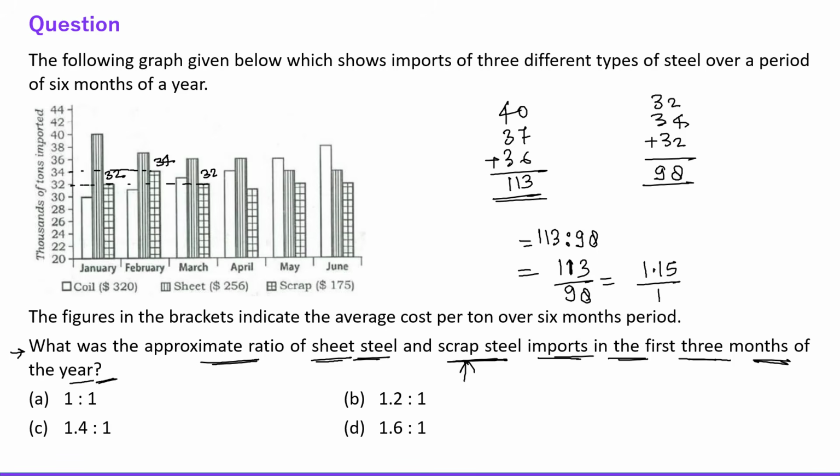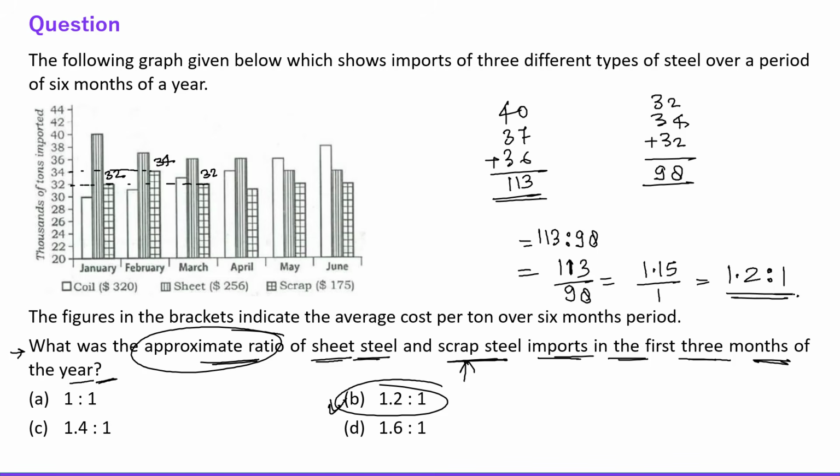So the options are, the question is saying what was the approximate ratio. So here again we need to do approximation. The closest option will be B option. 1.2 is to 1. B option is the closest option.